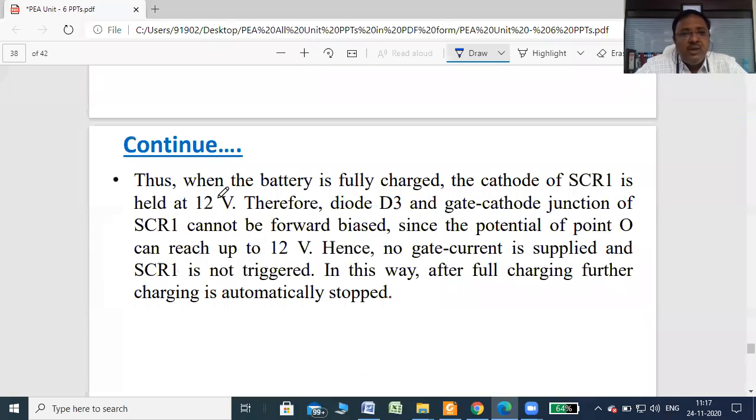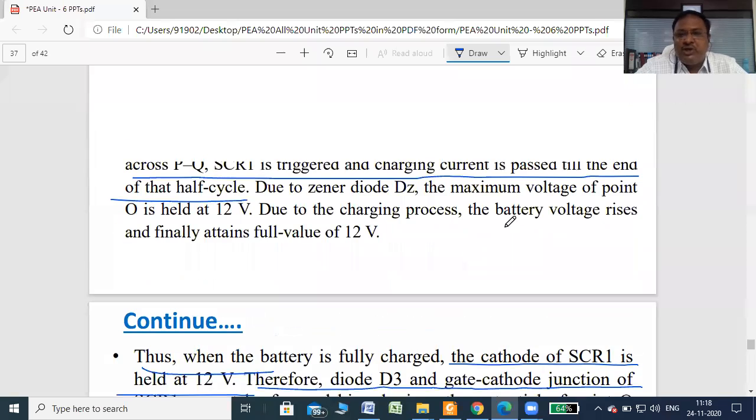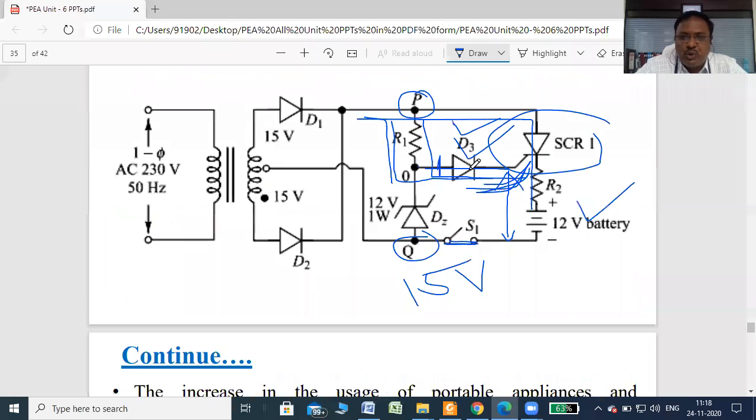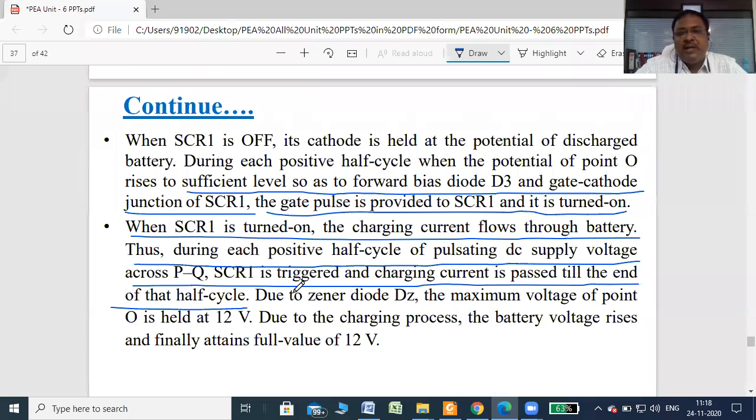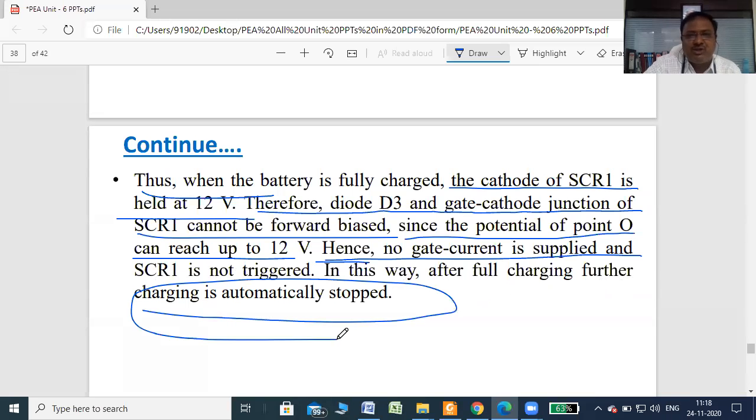This is important: when the battery is fully charged, the cathode of SCR is held at 12 volt. Therefore, diode D3 and the gate cathode junction of SCR cannot be forward biased, since the potential at O is equal to 12 volt and the potential at the cathode is also 12 volt. So O is 12, cathode is 12, SCR will never conduct, right? So once the battery is fully charged, SCR will never conduct, and overcharging of the battery is avoided. Hence, no gate current is supplied and SCR is not triggered. In this way, after full charging, further charging is automatically stopped.